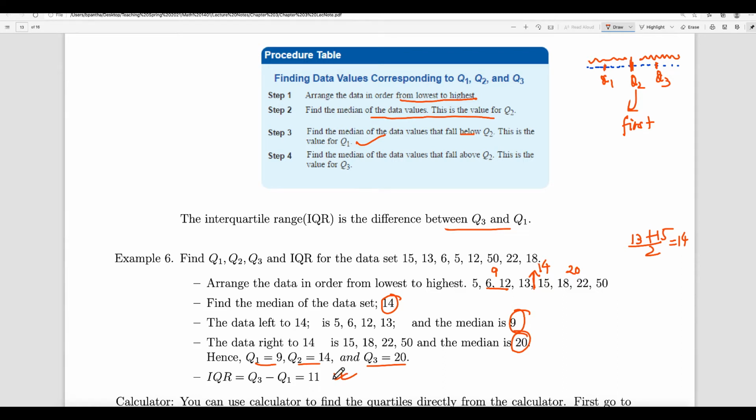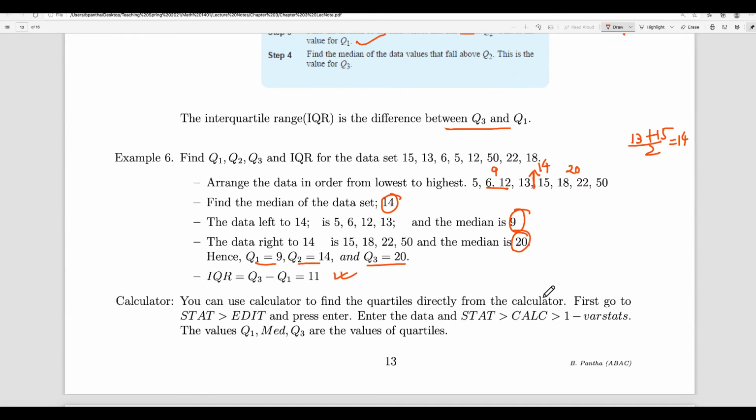But if you enter this data in your calculator, you can find Q1, Q2, Q3 directly. How do I do that? Again, the same way you find the mean: Stat, Edit, and Enter, and then press Enter. After you do that, you will get L1, L2, L3, and so on, and enter the data: 15, 13. You don't have to sort the data in increasing or decreasing order.